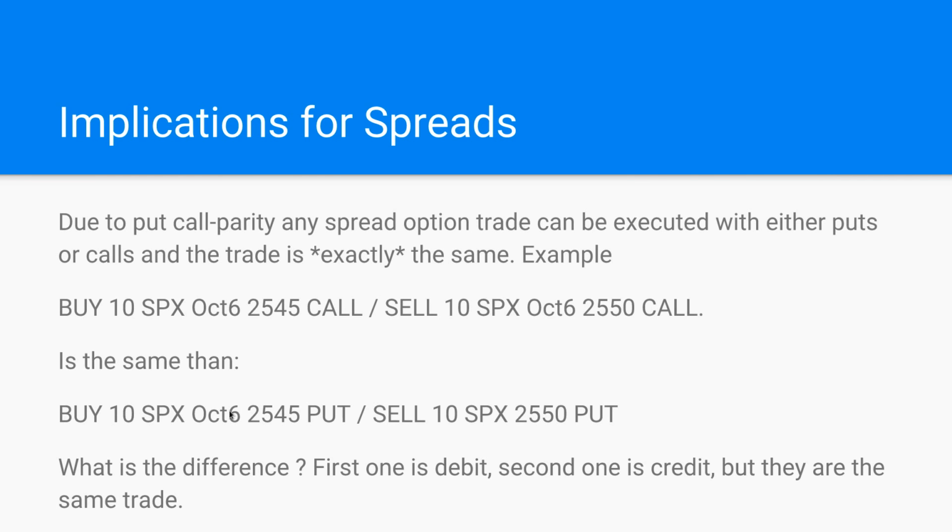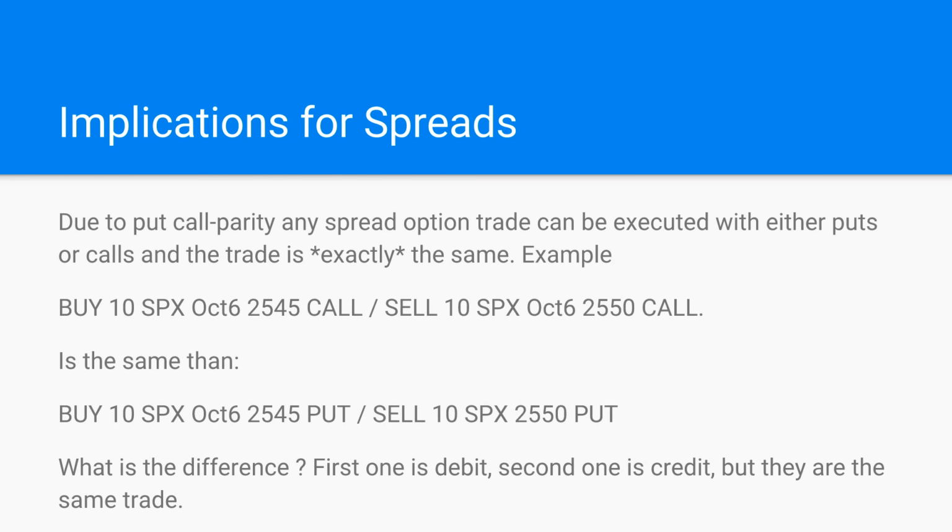If you're curious, I encourage you to go to your broker software, or whatever software you use to model positions, and model it, and you'll see that they're exactly the same position. What is the difference? Well, there is a difference. The first position is a debit, so it costs money to enter the position, and the second position is a credit, so I get paid for the second position.